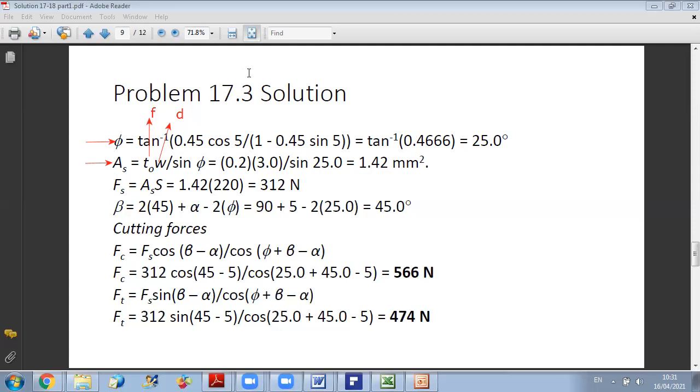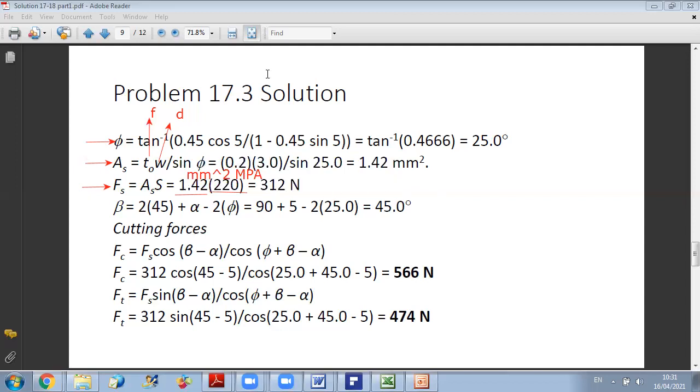Once we have AS and know the value of the shear strength, we can calculate the shear force, FS. So now FS is AS, which is the shear area, times the shear strength. This is why they gave us the shear strength in this problem. So we replace it. Since it is provided in megapascal and the unit of the area is millimeter square, millimeter square times megapascal will give us the shear force in Newton.